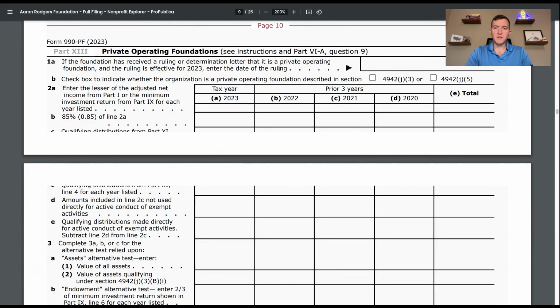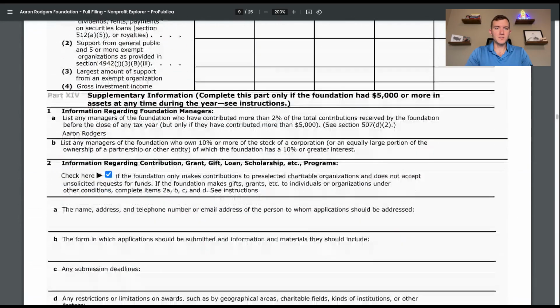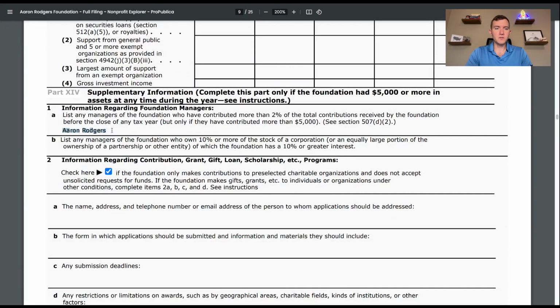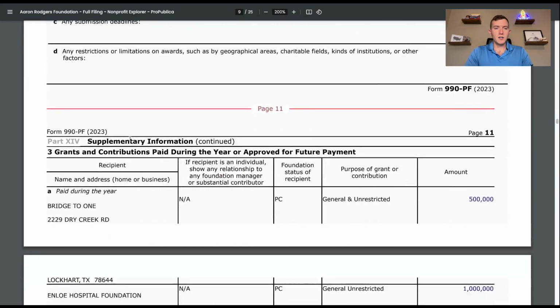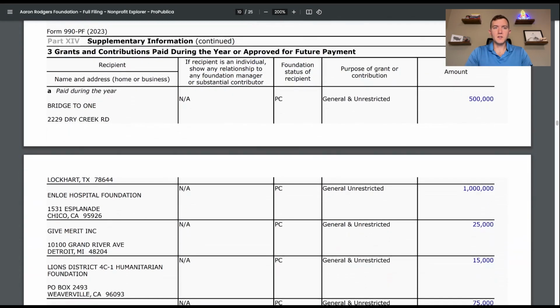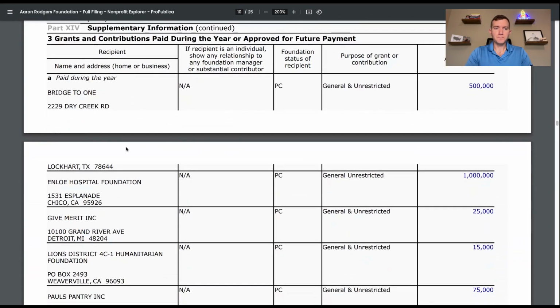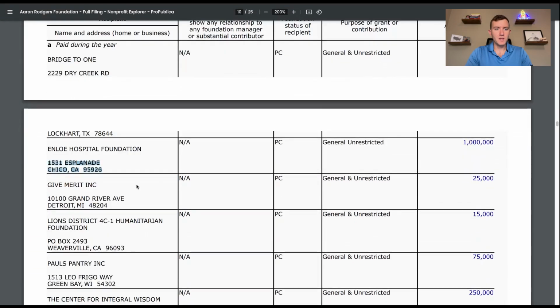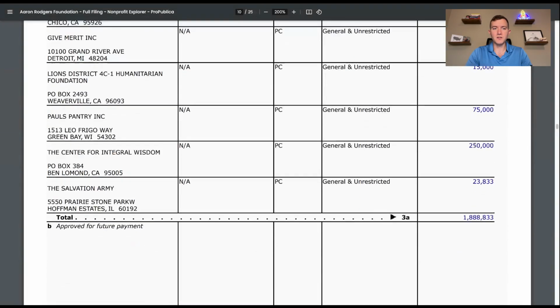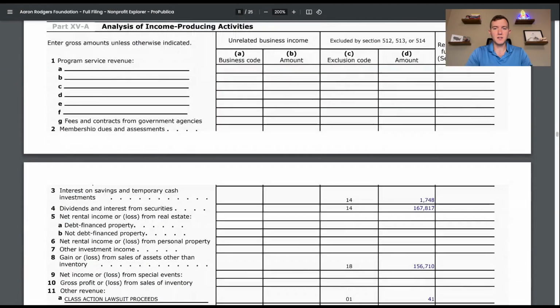It's not a private operating foundation, so this is not filled out. You will see that he is listed here as a substantial contributor. And here you will see the gifts that he made. So just going with this one here, we've got the hospital. We have the address. It is a public charity. It is general and unrestricted, and for the total dollar amount. And you'll see they are very specific in the way that they do that.